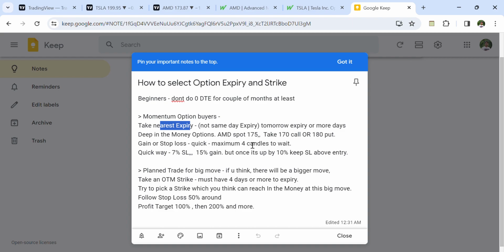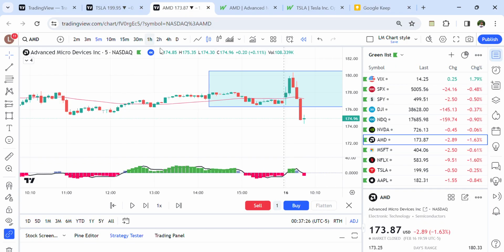Now, selecting the strike price, you should always select in the money. Okay, when I say in the money, so for example, in the current one, it broke 176.3. So an in the money put would be anything which is more than 176.